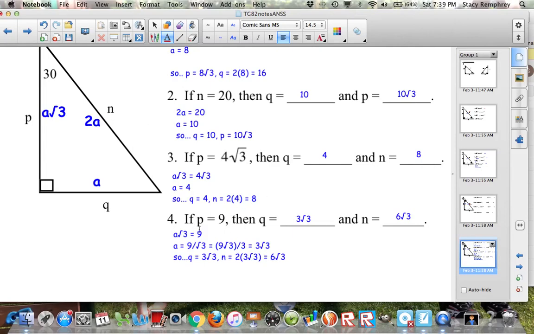And then in number 4, p equals 9. Well, p is the a root 3 side. If a root 3 equals 9, getting a is my key. So I divided both sides by the square root of 3, so I get 9 over the square root of 3, but I can't leave the square root of 3 in the denominator. So I multiplied top and bottom by the square root of 3, and I simplified to get 3 root 3. So that means q is 3 root 3, and n is double that, which is 6 root 3. Not 6 root 6, it's 6 root 3.